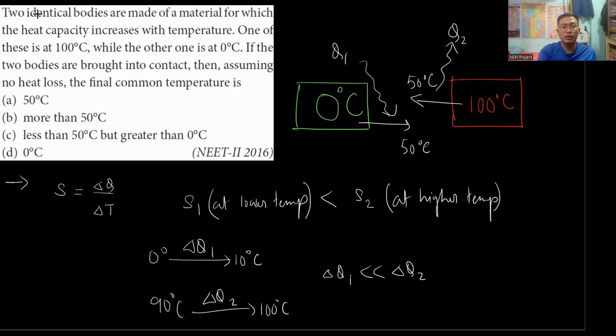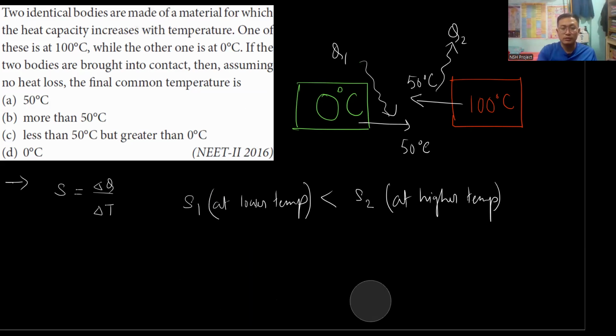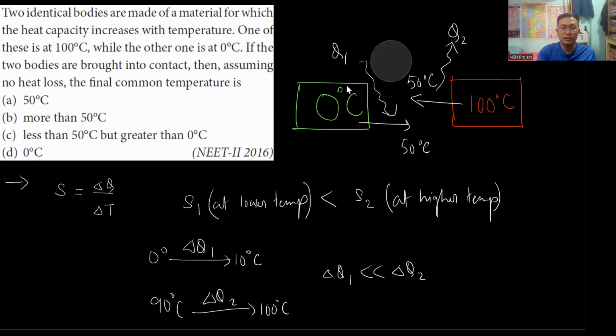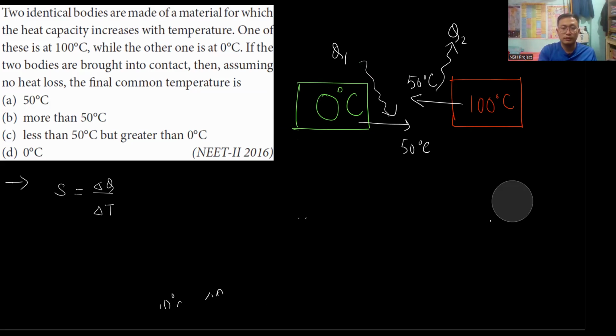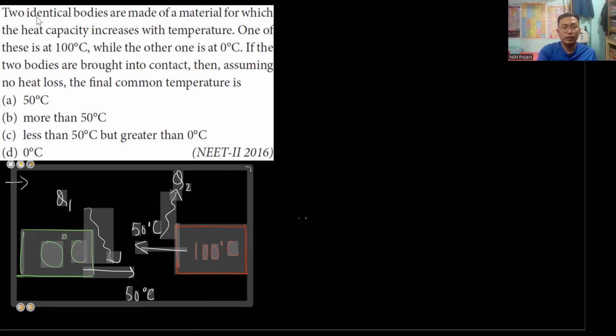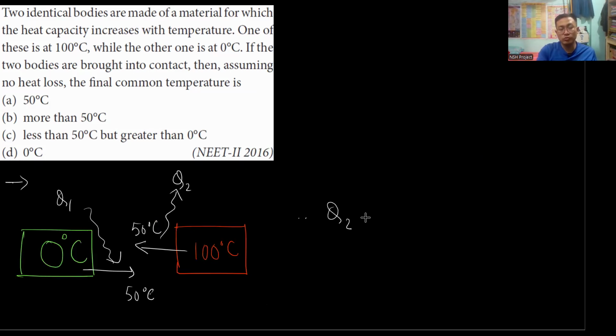Now Q2 is much greater than Q1. So the common temperature cannot be 50 degrees Celsius, it will be more than 50, maybe 60 or 70. The body at 0 degrees Celsius takes heat to rise, but the final common temperature is more than 50 degrees Celsius when equilibrium is achieved, provided no heat is lost to the surroundings.